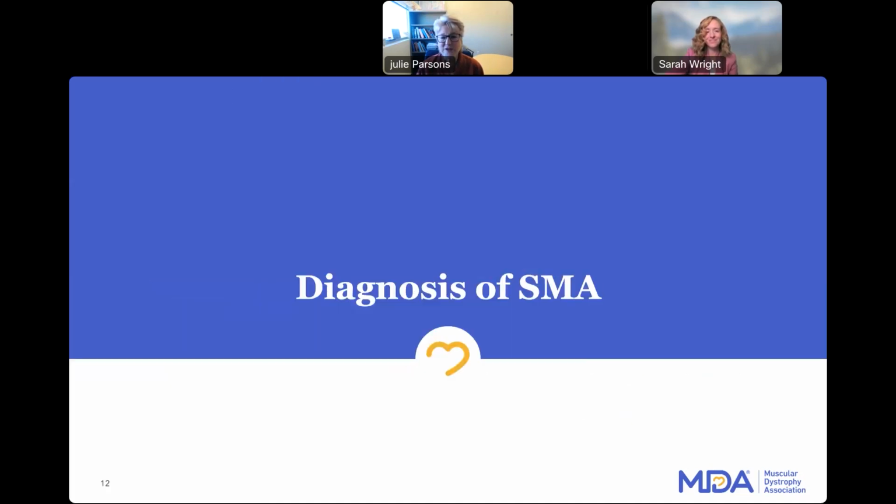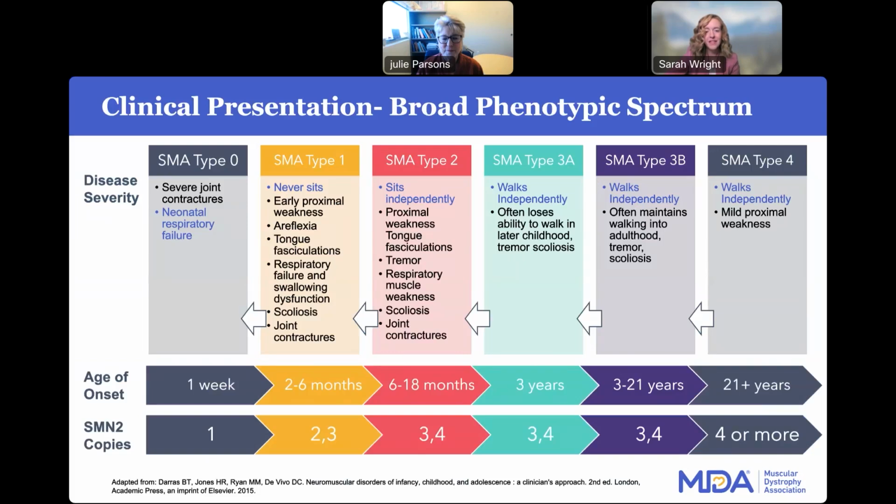And Dr. Wright's going to talk a little bit about the diagnosis of spinal muscular atrophy. Thank you, Dr. Parsons. Next slide. So I think it's important for us to think about the diagnosis of spinal muscular atrophy, both from the historical perspective and how that has changed in the advent of newborn screening, and what are some of the things that we really still need to keep in mind.